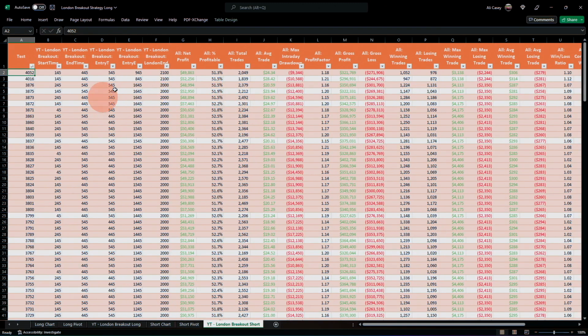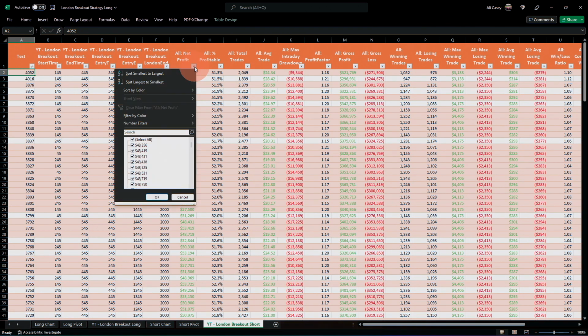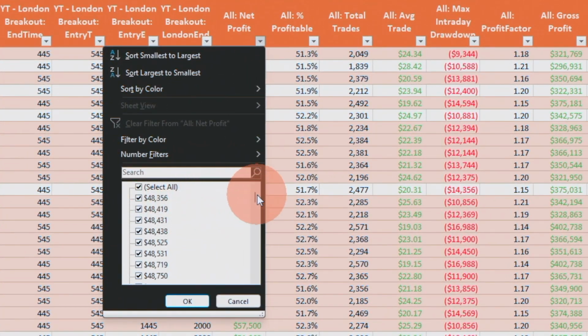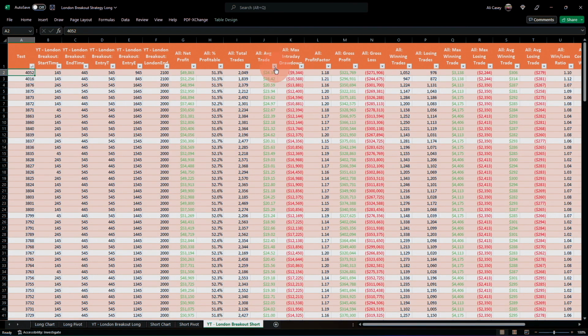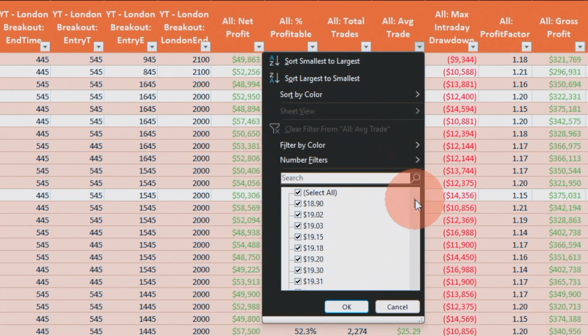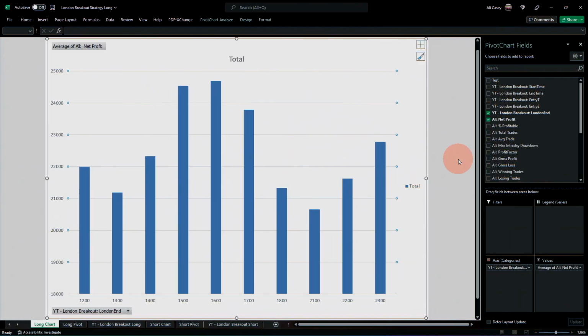Now, the short side, same thing, and this is the best 200 of these variations, and we can see the net profits go from 48,000 all the way up to 60,000. So again, it confirms our conclusion that there is better edge on the short side. And if we look at the average trade, it ranges from $18.90, so that's about $19, all the way to about $34. And although the long side doesn't show any promise that it will perform, at least we know that there are some windows better than others.